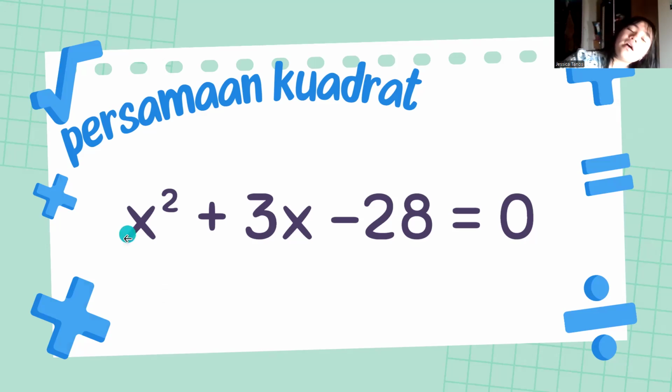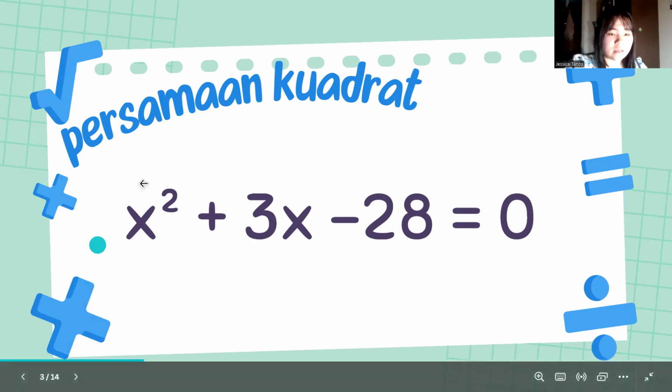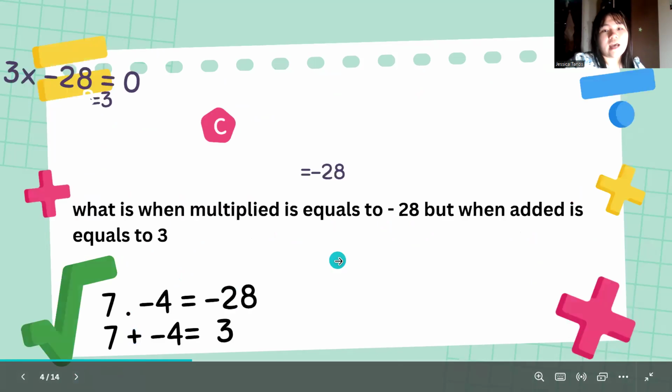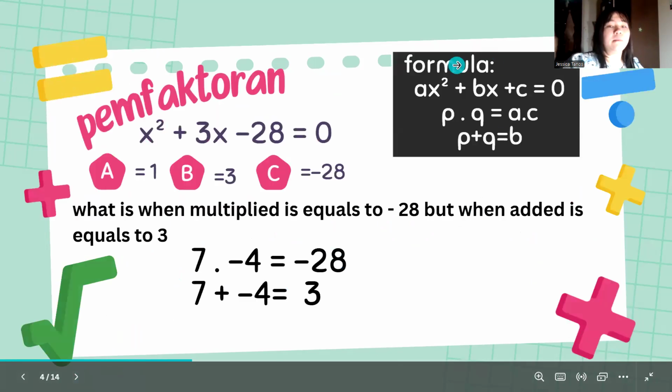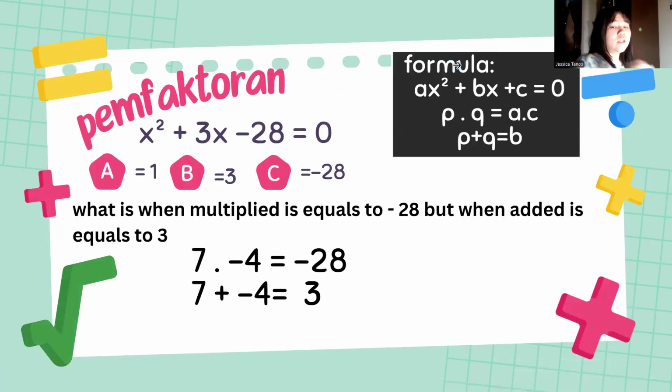And the second characteristic of the quadratic equation is that a over here is never equal to 0. It will be shown on the next slide. As you can see here, the bentuk umum of the quadratic equation is ax squared plus bx plus c equals 0.